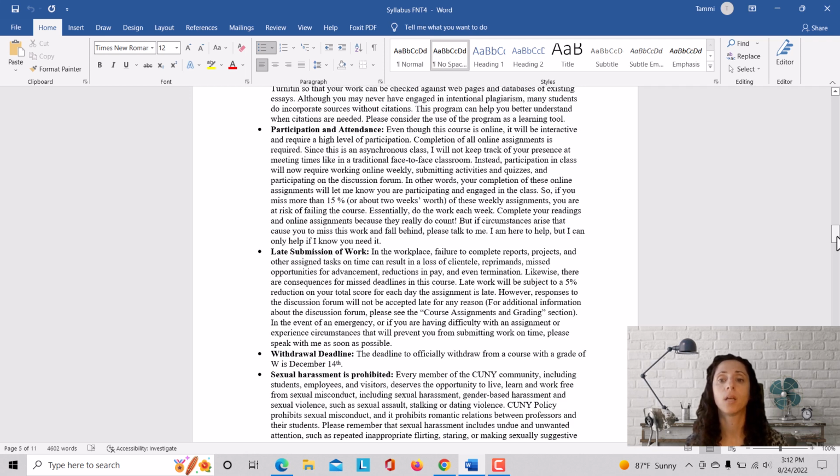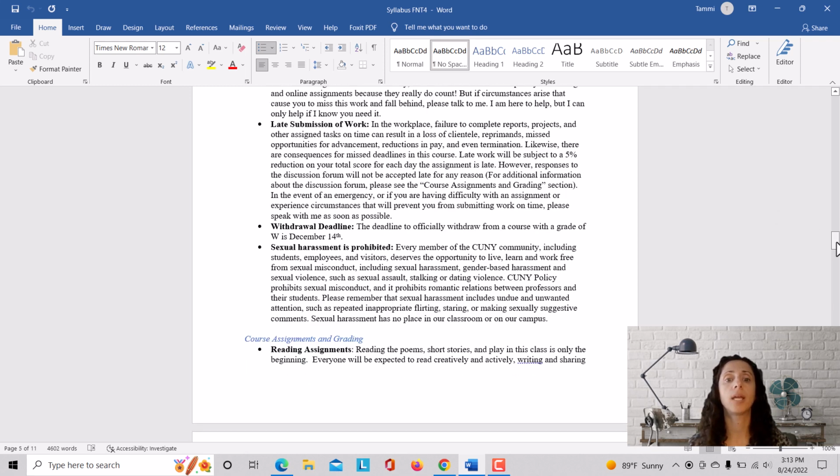In other words, your completion of these online assignments will let me know you are participating and engaged in the class. So if you miss more than 15% or about 2 weeks worth of these weekly assignments, you're at risk of failing the course. Essentially, do the work each week. Complete your readings and online assignments because they really do count. But if circumstances arise that cause you to miss this work and fall behind, please talk to me. I am here to help, but I can help only if I know that you need it.